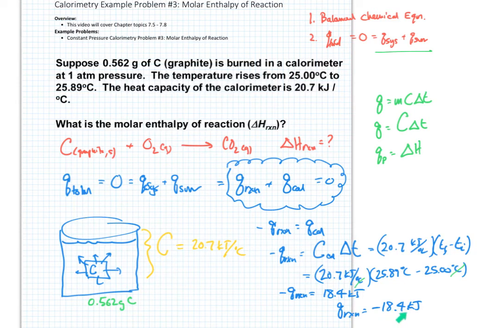So how does this number, Q reaction, relate to delta H reaction? All right, and this would be another good chance for you to stop the video, think about this for a second, and see if you can come up with a relationship between this Q reaction that we just found and delta H reaction. And the hint I'm going to give you is we're looking for the molar enthalpy of reaction. So that molar is the key piece of information. So this would be a good time to stop the video and see if you can figure it out.